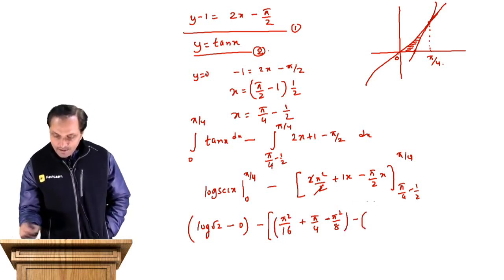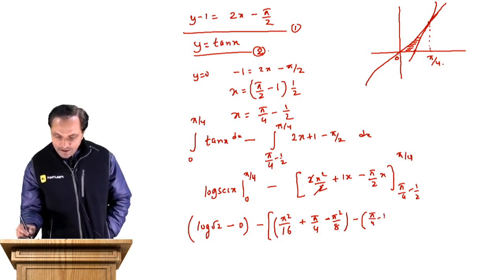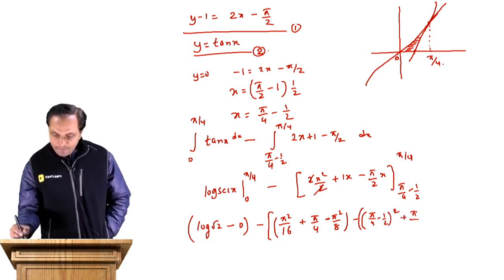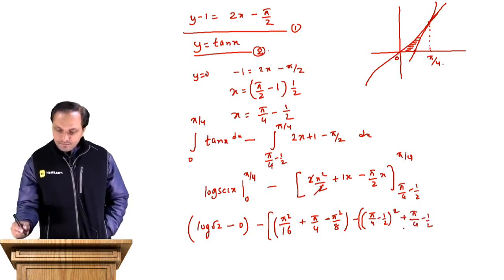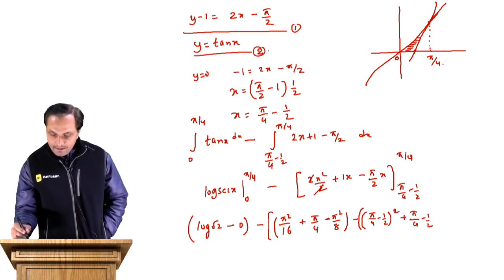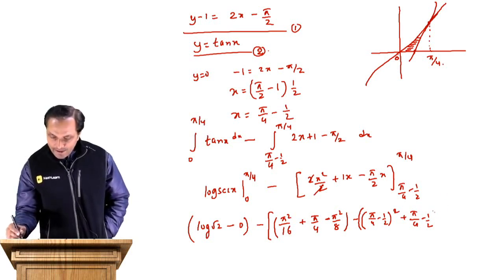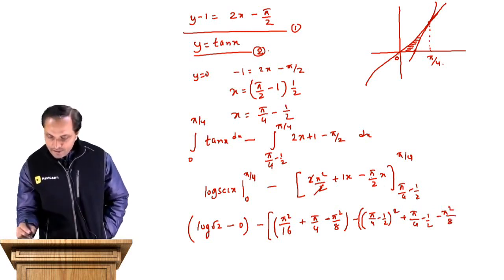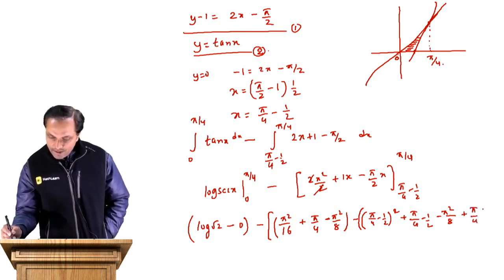Lower limit is pi by 4 minus half. So this is pi by 4 minus half whole square you will have here. This is plus pi by 4 minus half. Again when you take this minus sign here, this is multiplied with pi by 2, that will give you pi square by 8. This is minus pi square by 4 into 2 is 8. Then when you get pi by 2, that will give you plus pi by 4. So this is what you will have. Again you have to close this.